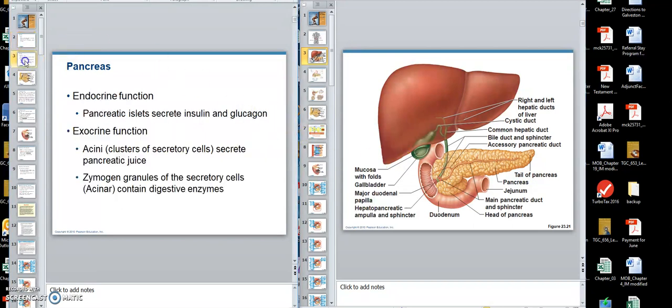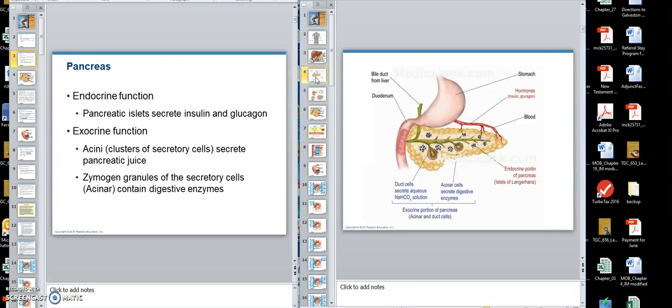So we go further. The endocrine function and the exocrine. Okay. So when we look at the pancreas, this is what we want to say: the majority of the pancreas is exocrine. There's only little spots of endocrine. These endocrine spots are like little islands, like Galveston. They are surrounded by the exocrine.